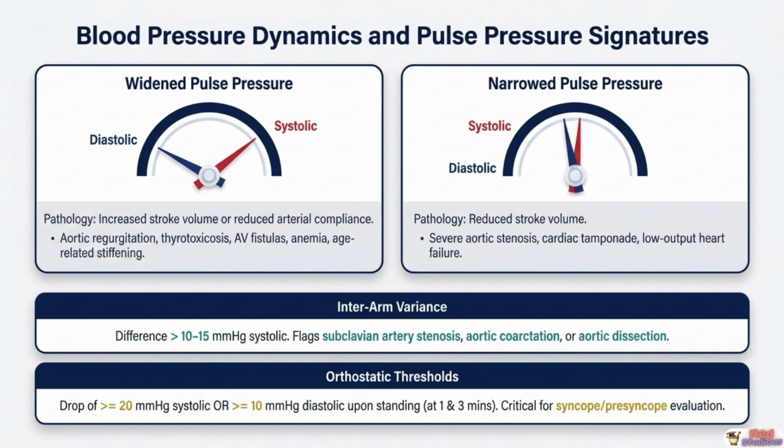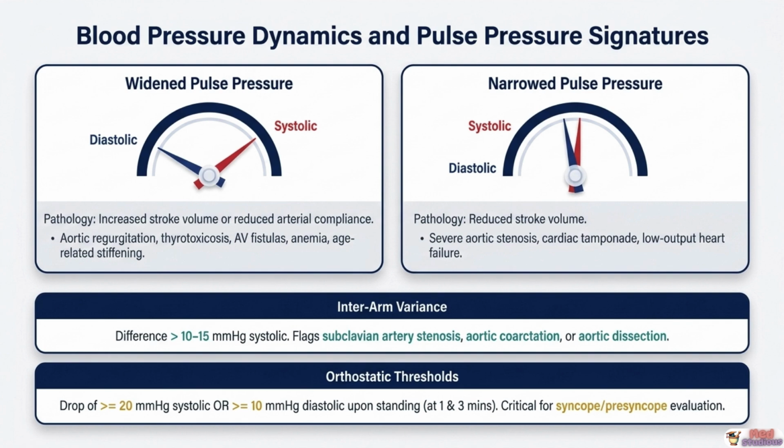Blood pressure carries far more diagnostic information than a single number suggests, especially once you start examining pulse pressure, the gap between systolic and diastolic values. A widened pulse pressure reflects increased stroke volume or reduced arterial compliance, seen in aortic regurgitation, thyrotoxicosis, arteriovenous fistulas, anemia, and simple age-related arterial stiffening. A narrowed pulse pressure reflects reduced stroke volume, seen in severe aortic stenosis, cardiac tamponade, and low-output heart failure.